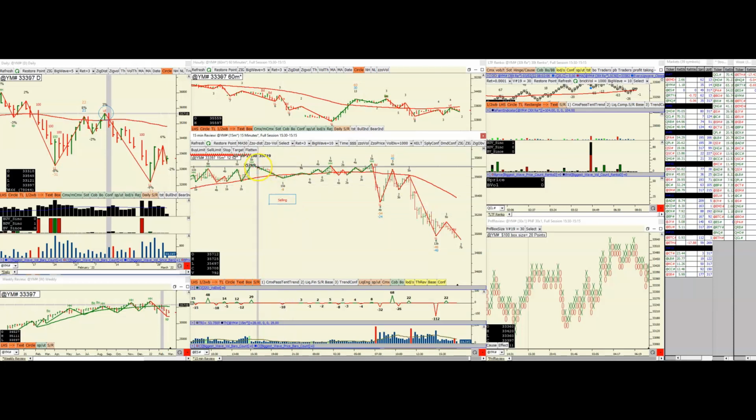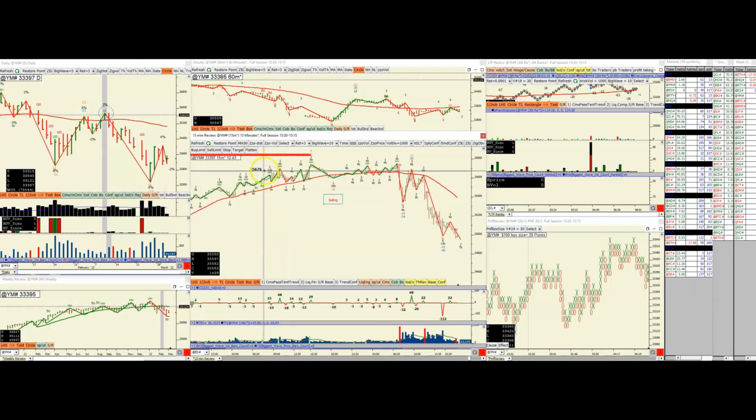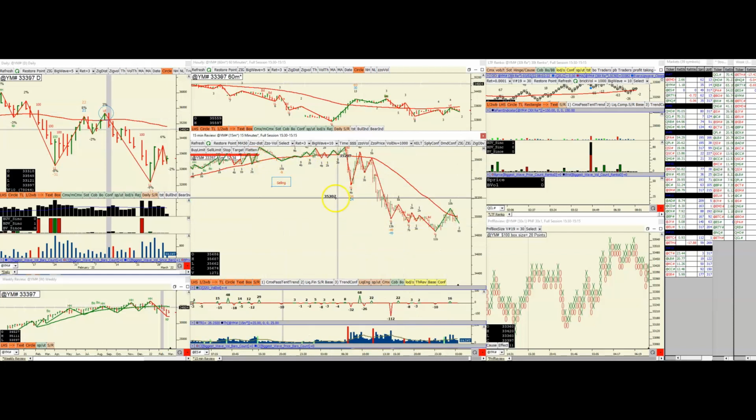The reason why I won't take it is because it hasn't broken down yet. You have to wait for the breakdown. So they're just selling the highs over here. That's all. So let them sell the highs. Sell the highs, sell the highs. But wait for the break, pullback, reversal, short. So that's the first one.